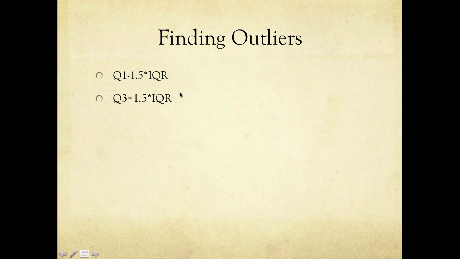Then you again take your interquartile range, multiply it by 1.5, and then you're going to add that to Q3 to find any upper outliers. So if you have any numbers that are above 1.5 times the IQR added to Q3, that would be an outlier.